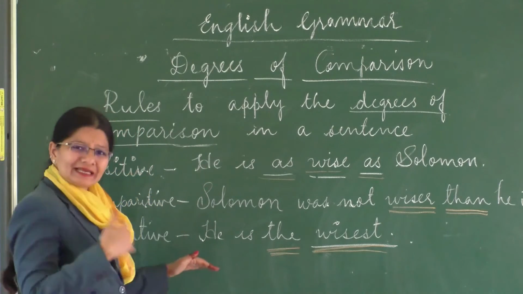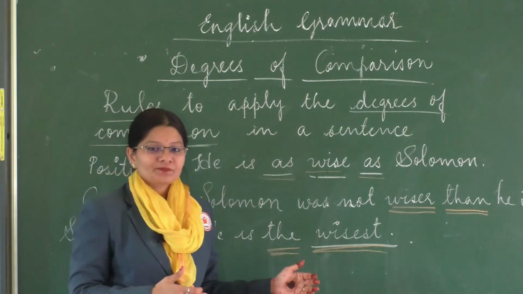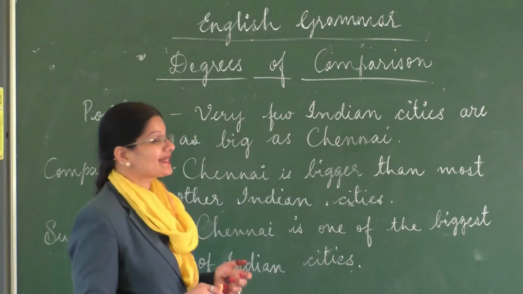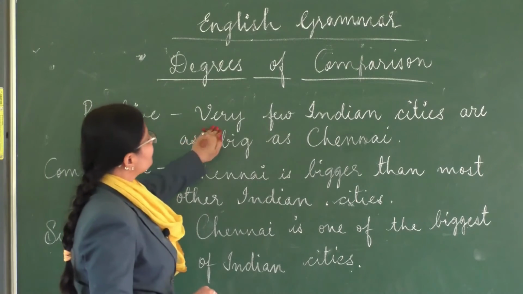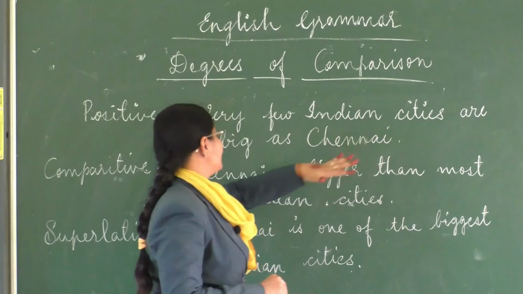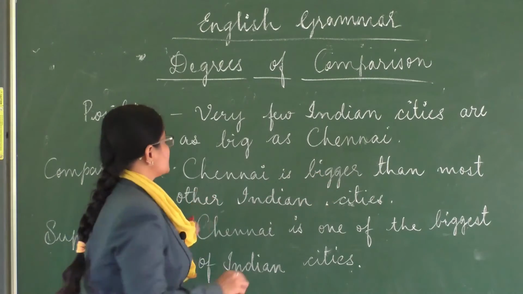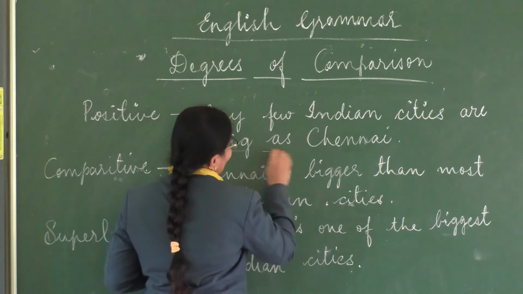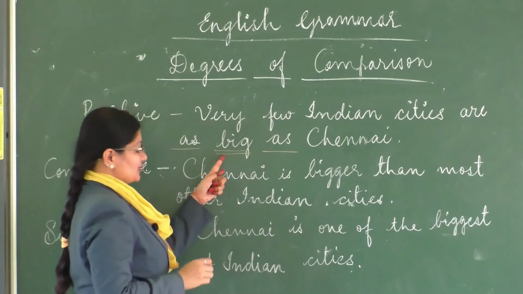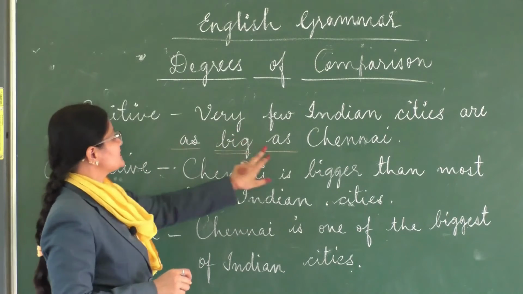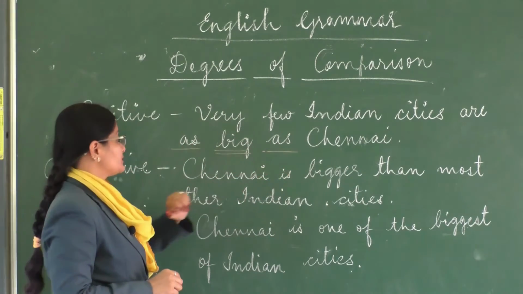Okay, so let's look at another, similar example. So kids, this is yet another example. Very few Indian cities are as big as Chennai. So it is as big as. Here you see this is in positive degree and we use as just before and after it.